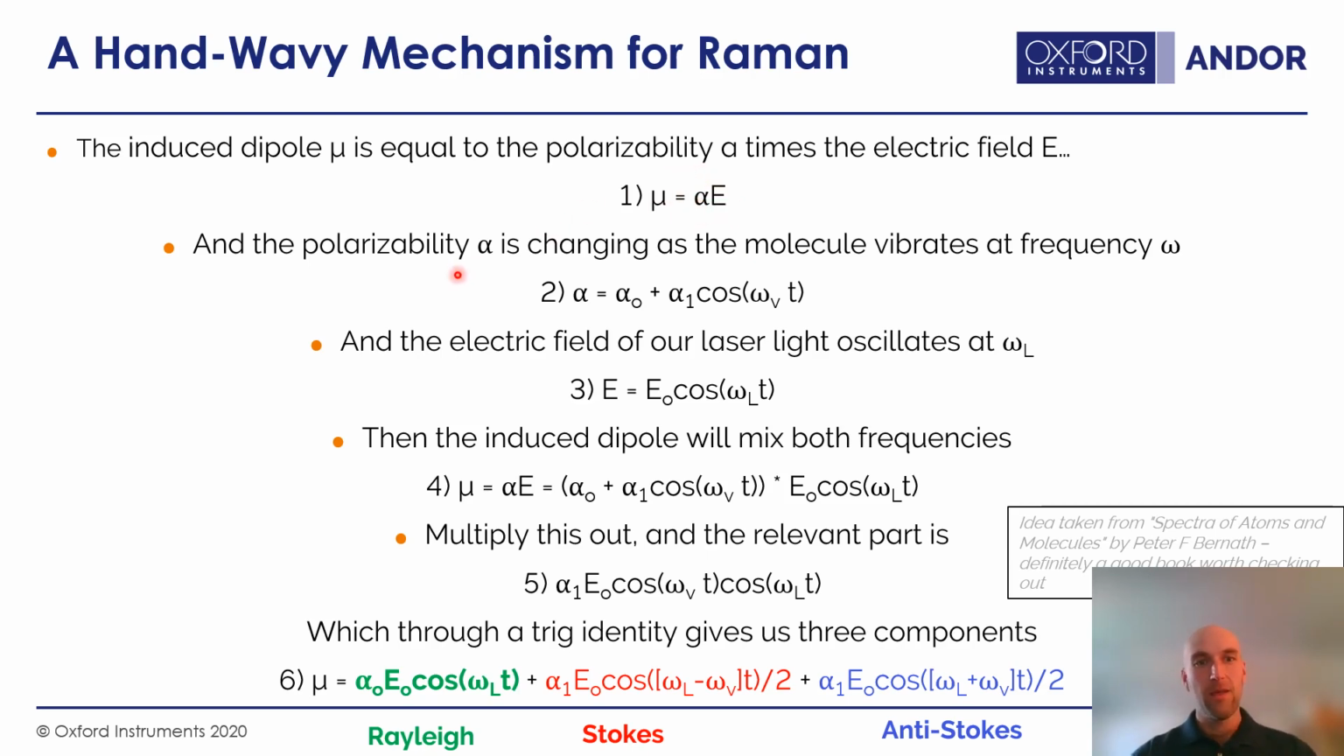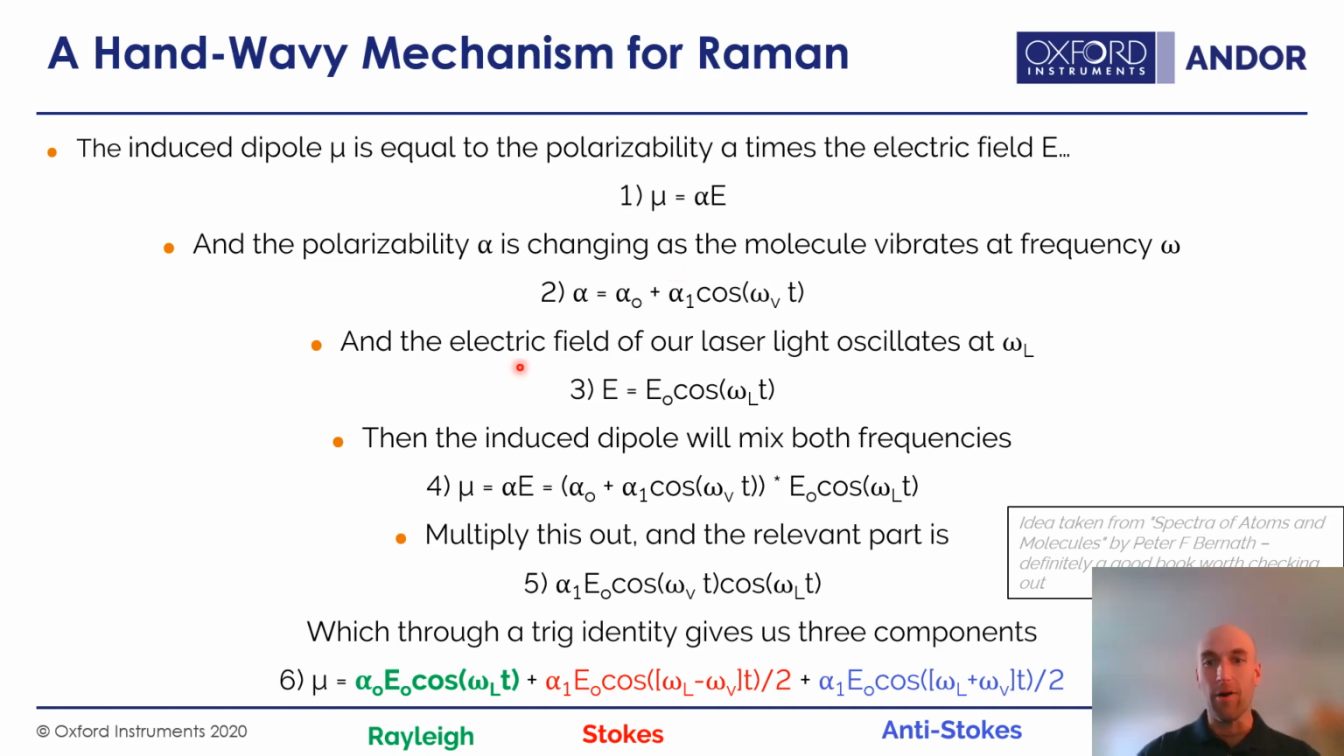The polarizability alpha now is not steady state. It's changing as the molecule vibrates at frequency omega. So we're going to open up alpha and give it a steady-state, constant part, and a small component, alpha sub 1, that changes with the cosine of time at this frequency. So here's our static polarizability. What if that polarizability changed a little bit with time, cyclically, as the molecule vibrates?